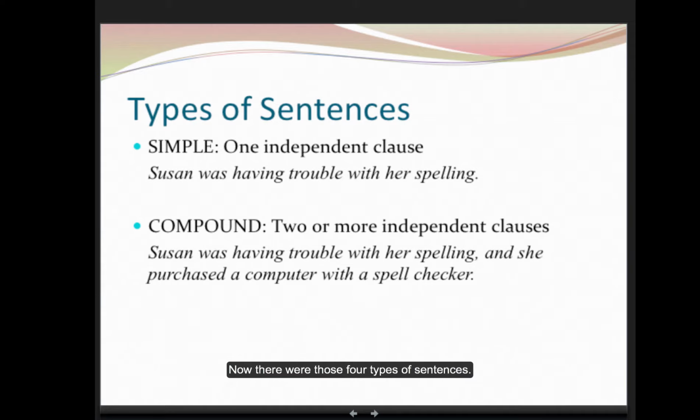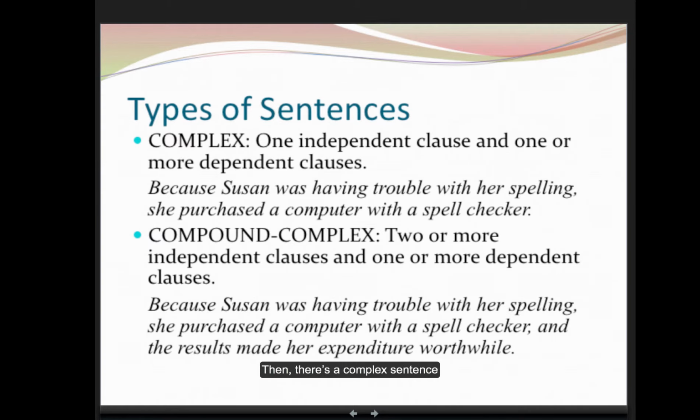Now there were those four types of sentences. The first one is simple, it's just one independent clause. Then there's compound, two or more independent clauses. And there's a complex sentence, which is one independent clause and one or more dependent clauses. And a compound-complex sentence, which is two or more independent clauses and one or more dependent clauses.